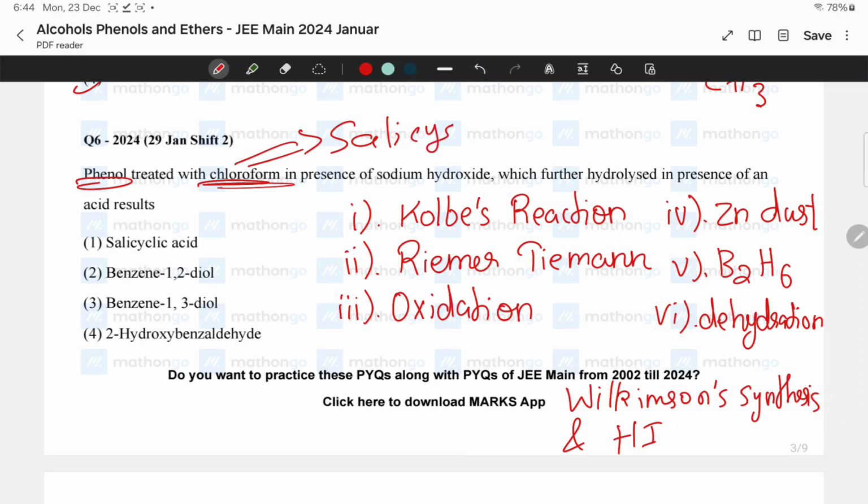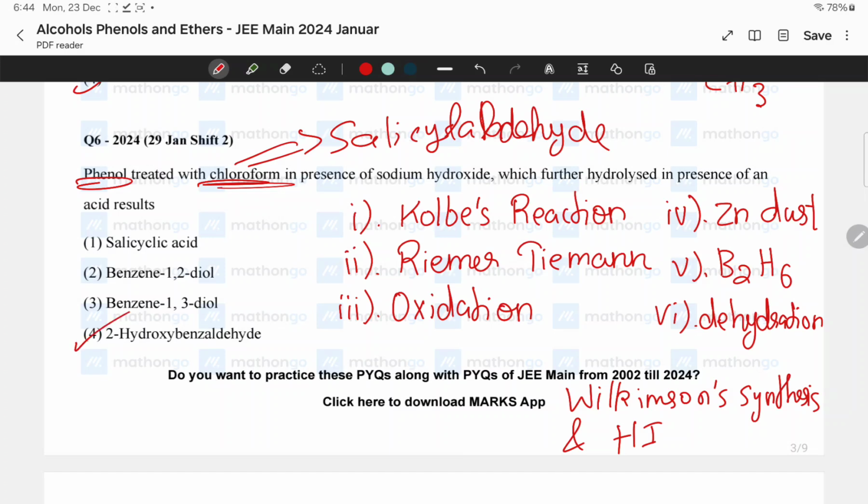Salicylaldehyde. So salicylaldehyde. One second. Yes, it is salicylaldehyde. In this option, they didn't give salicylaldehyde. They give 2-hydroxybenzaldehyde. That's the thing. I thought, is it salicylaldehyde itself? What a fool am I? So, salicylaldehyde. That is option 4.